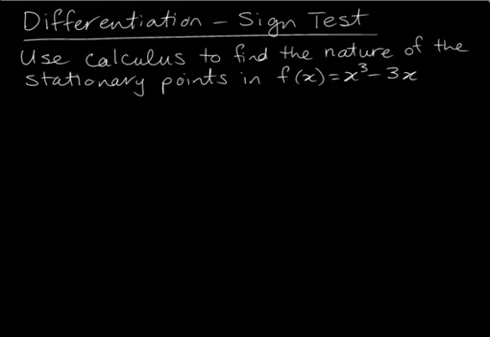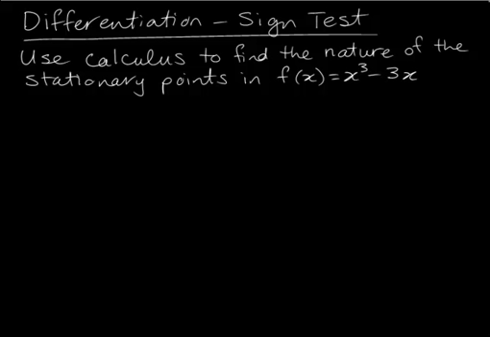In this session we're having a look at differentiation, in particular the sign test. The sign test is used to determine the nature of a stationary point. So using the sign test we can tell whether it's going to be a maximum turning point, a minimum turning point, or perhaps a horizontal point of inflection.